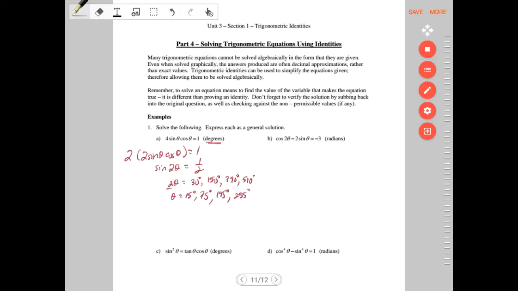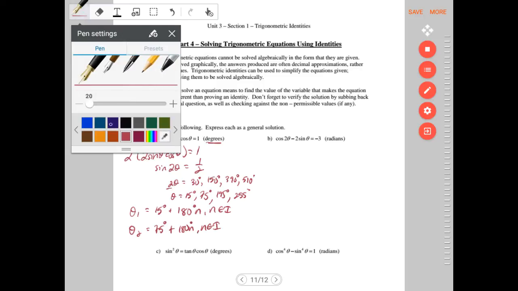So in general solution, we have theta 1, which is 15 degrees, plus, now if you notice, to get from 15 to 195, I add 180. The same is true for 75 to 255. So I only have to worry about 2 general solutions here. 180n, where n belongs to I. And theta 2 will be 75 degrees plus 180n, n belongs to integers. Okay, good. One down.